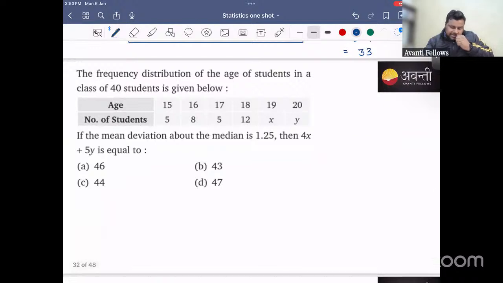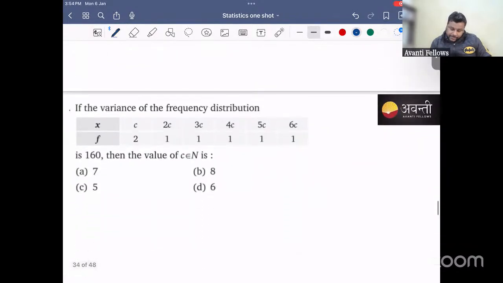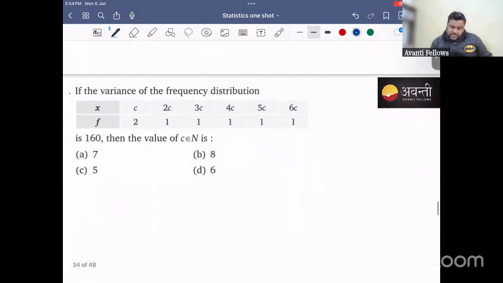The frequency distribution of the age of students in a class of 40 is given below. There are 5 students of age 15, 8 students of age 16, 5 students of age 17, 12 students of age 18, X number of students of age 19, and Y number of students of age 20. If the mean deviation about the median, we'll do it in the next lecture, and the variance of the frequency distribution is 160, then the value of C they are asking. Give it a try. Very easy question.